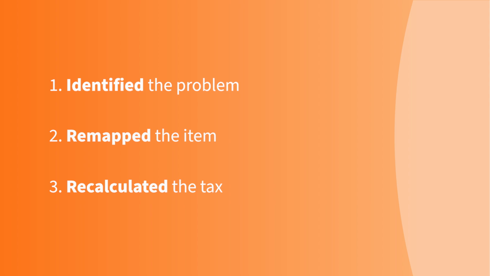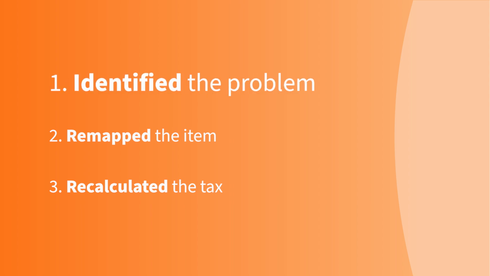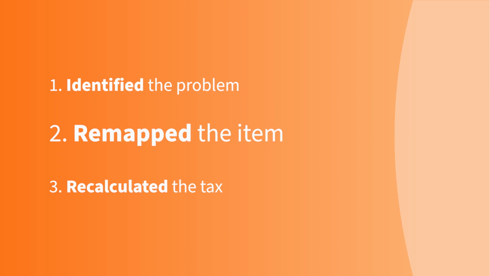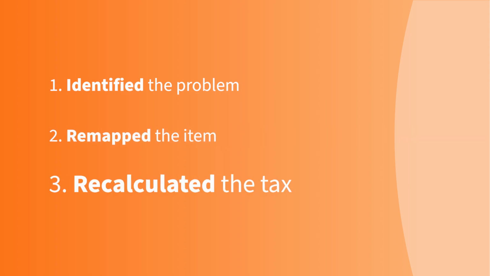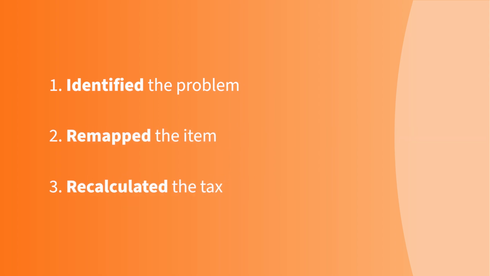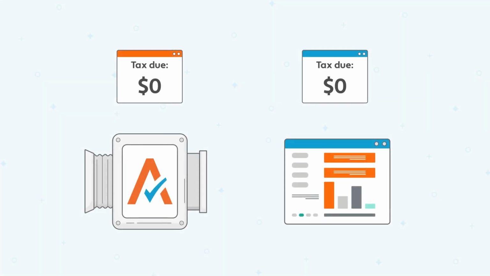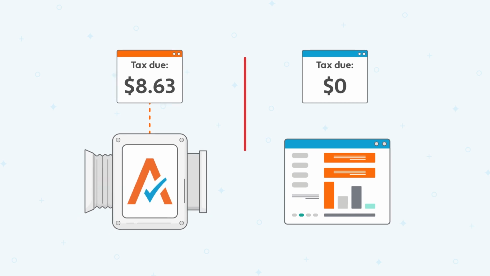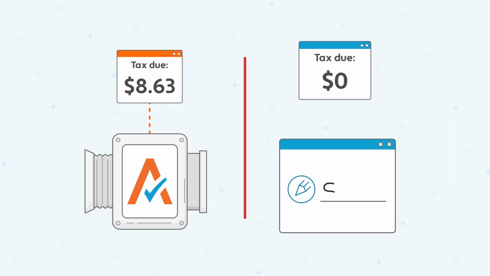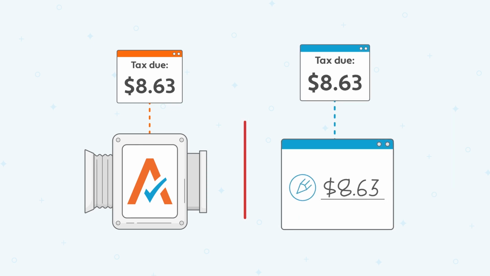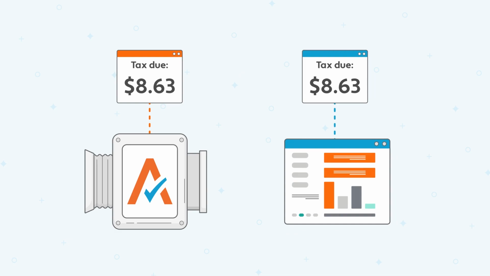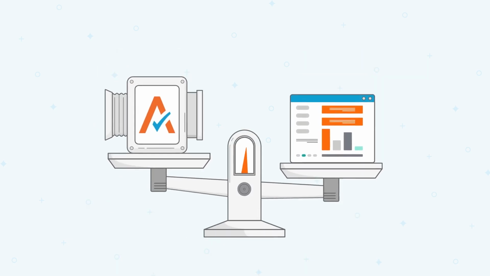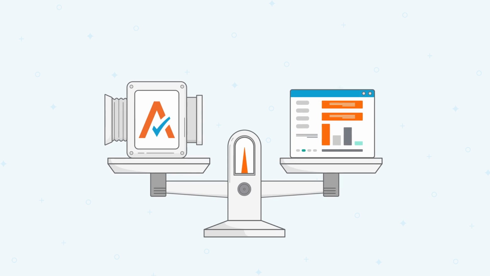Let's review. You identified the problem, you remapped the item to the correct tax code, and you recalculated the tax. Remember, when you recalculate taxes in your Avalara account, the updated tax amounts do not automatically flow back to your business application. Instead, you need to manually make the updates so that the tax amounts match. This important step makes it easier to reconcile your sales information each month.